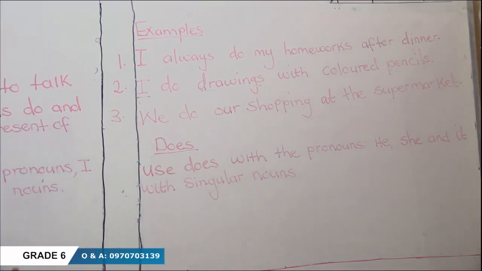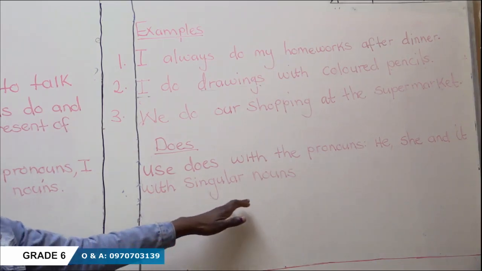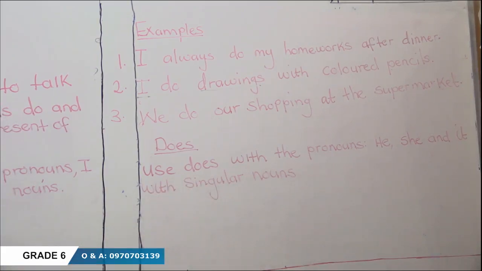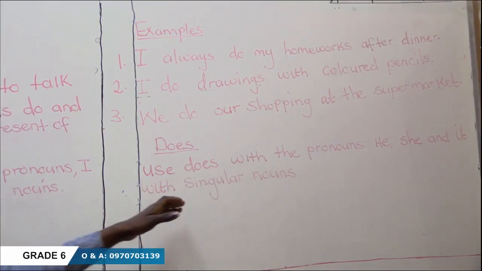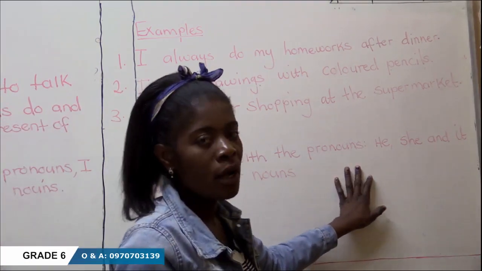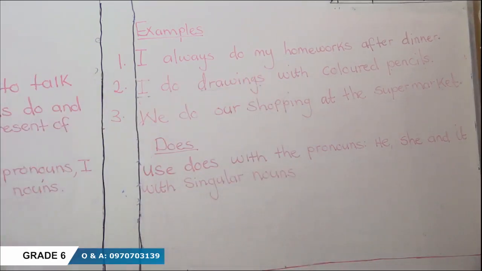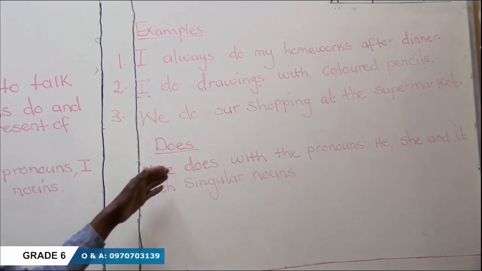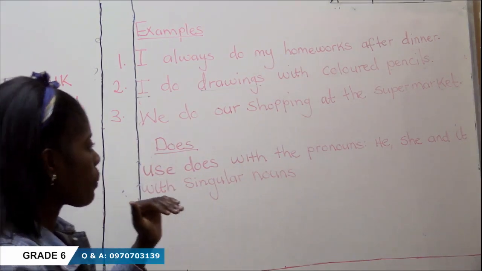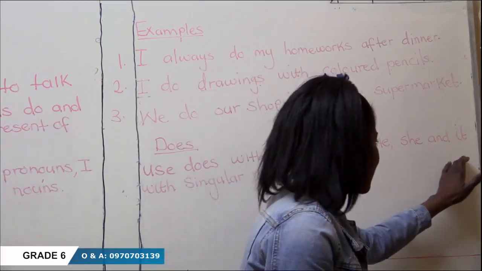So I've said we use does with he, she, and it with the singular noun. So it's just the opposite of how we use the verb do. Okay, again, boys and girls, we're talking about verb and tense, and we're talking about do, does, and did. And we said the verb do is used to talk about actions. Now we are looking at does, and I've said we use does with the pronouns he, she, and it.